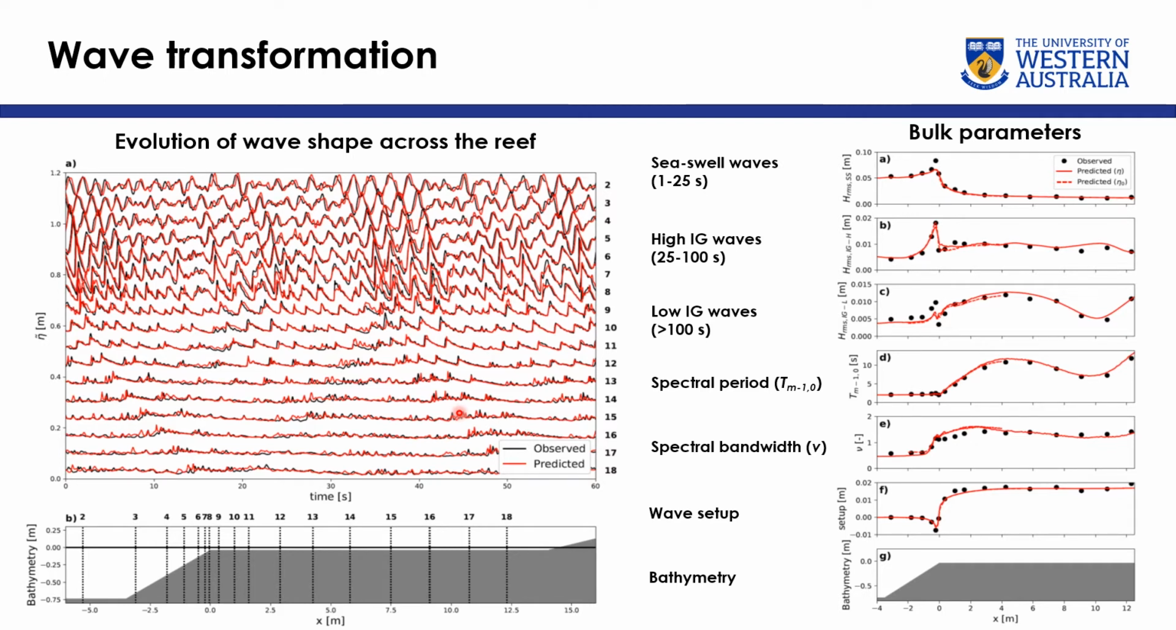One of the things we're really focusing on in this work is looking at the different wave motions in different frequency bands. So we have our incident sea swell waves, which are dissipated and reproduced by the model. But we also have a lot of energy in these infragravity wave frequencies, which we're separating into a high infragravity wave band, which at field scales would be 25 to 100 seconds, and low frequency motions, which are really slowly varying, greater than 100 seconds.